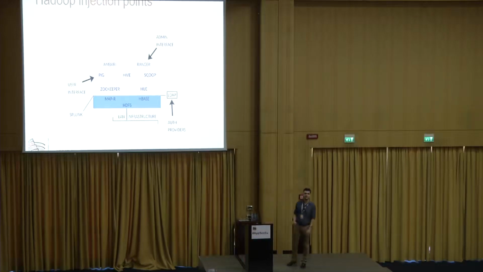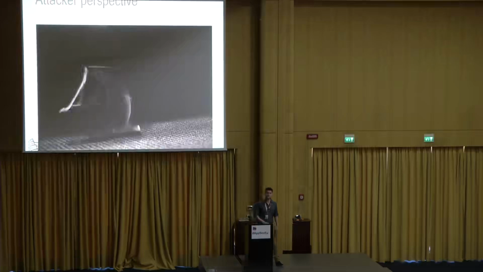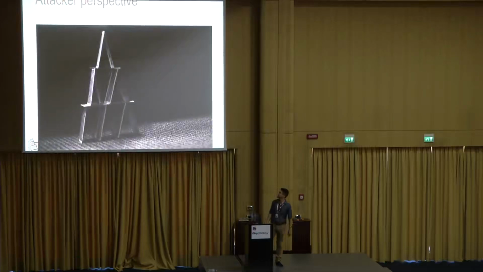This is a really simplified version. So we can attack the admin interfaces, which in most cases are Ambari and Ranger. User interfaces, where the biggest one is Apache Hue. And in Hue, you've got modules for other interfaces. Well, there is Splunk for the logging, auth providers, so LDAP, maybe Kerberos. And of course, you can attack the LAN infrastructure, so basically scanning tests. So from the attacker perspective, it looked like this.